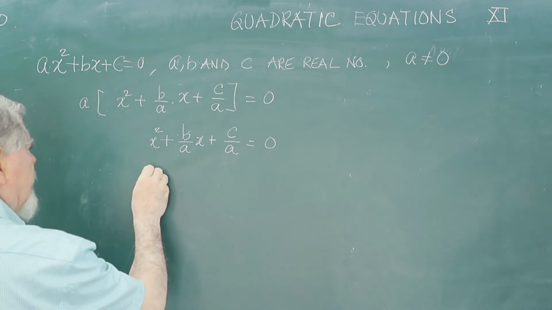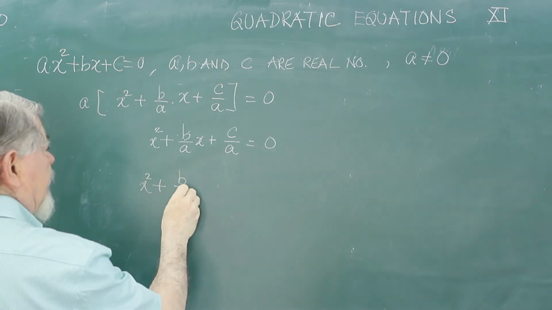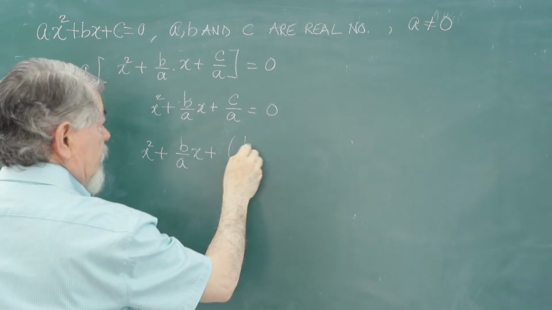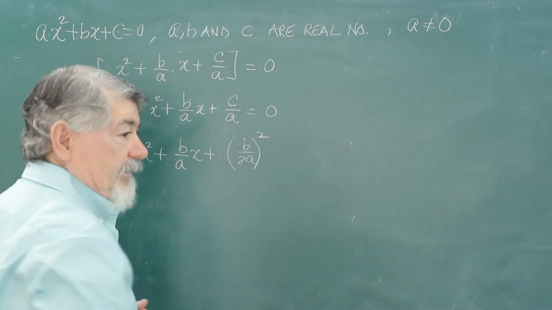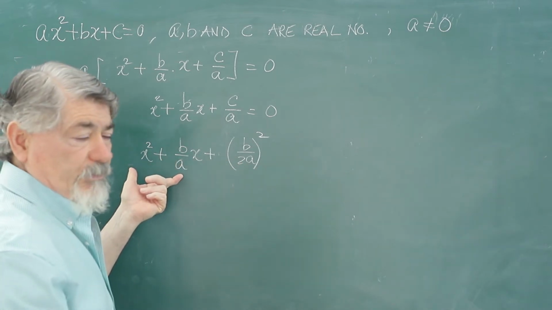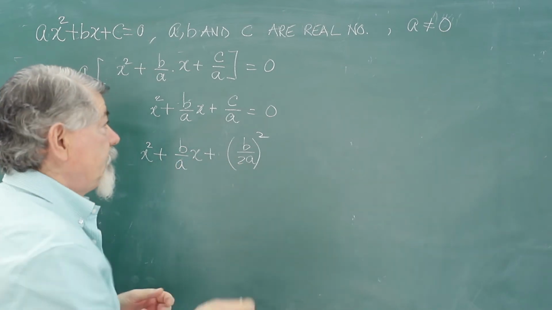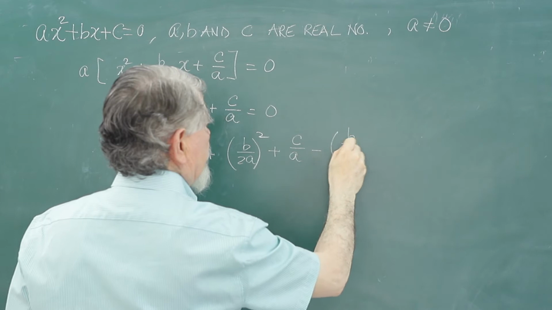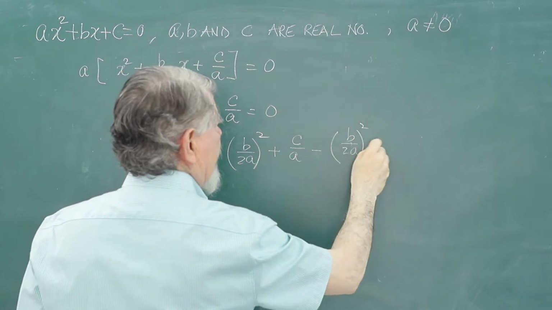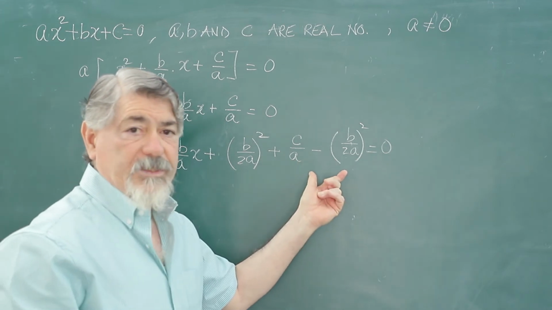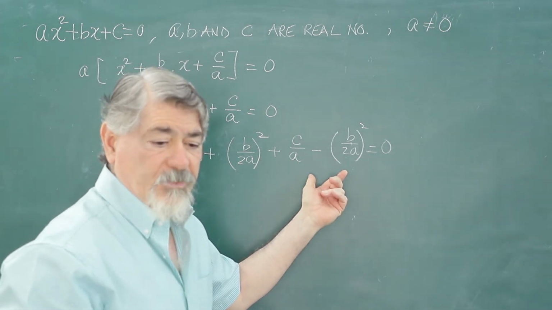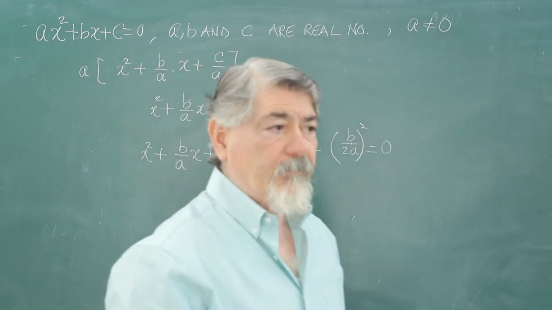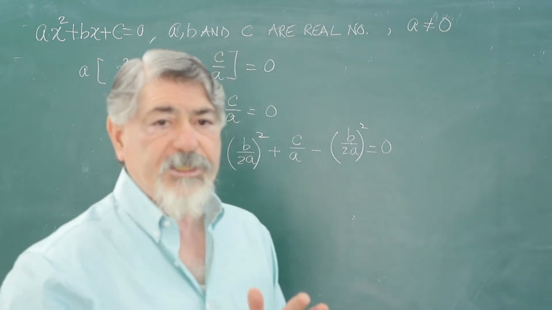So what I'm going to do is x square plus b upon a x plus half of this, that is b upon 2a whole square. I have added this quantity to this equation, so I will subtract the same quantity, plus c upon a minus b upon 2a whole square. When I have added and subtracted the same quantity, that means I am adding 0 to the equation, and it does not change the equation at all. But I will get the equation in the form which I am looking for.